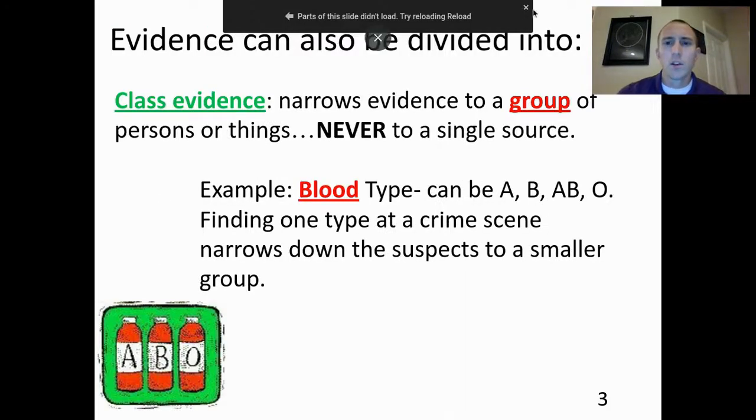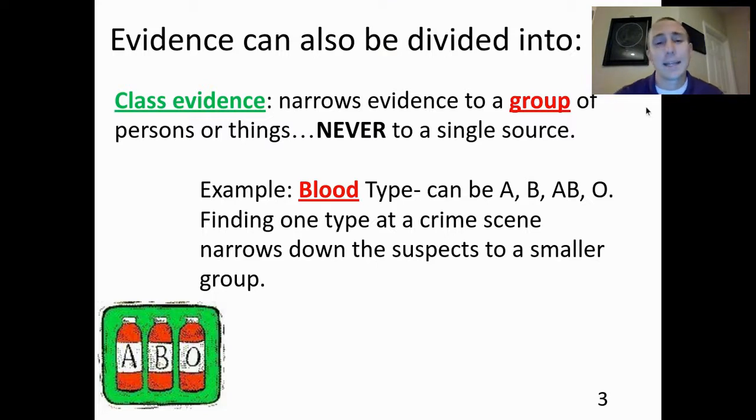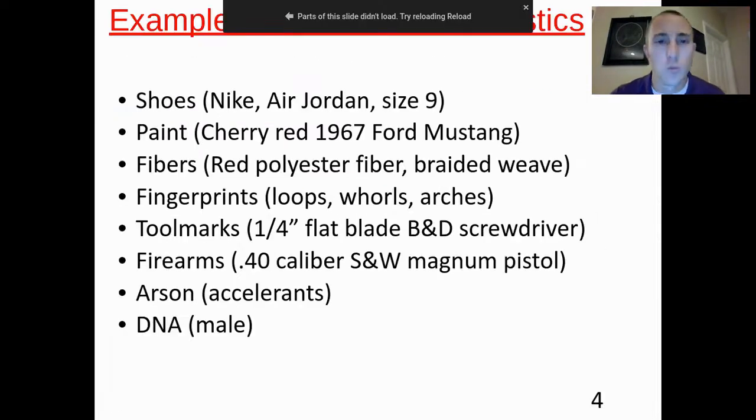Okay. So we have individual evidence, and then we also have class evidence. Class evidence is going to be narrowed down to a group of people or things. So we can never get down to one specific person, but we can still narrow our suspect pool. A good example of this is if we found a droplet of blood at the crime scene and we suspect it might be from the suspect. If we know that it's A-type blood, now we can narrow our suspect pool down to just people who have A-type blood, right? So we're not getting it down to one person. We're getting it down to a group.